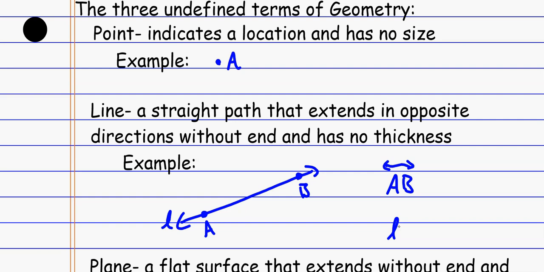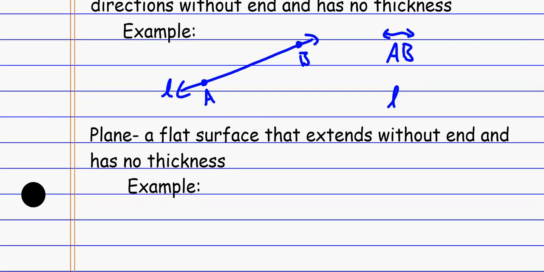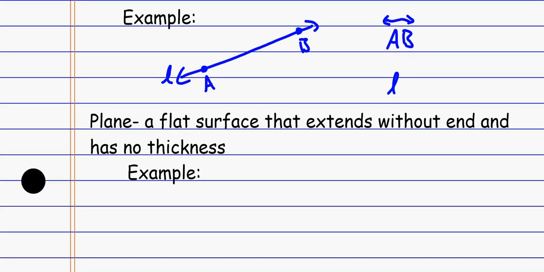All right. Next, we have a plane. This is the third undefined term of geometry. And again, it's a flat surface that extends without end and has no thickness. So now we're talking about a piece of paper that keeps going forever. That is a plane, but it has no thickness. Really, my note screen is a plane, but when we try to draw a plane on our paper, that can be a little bit weird.